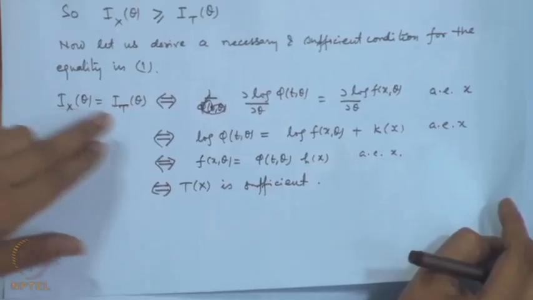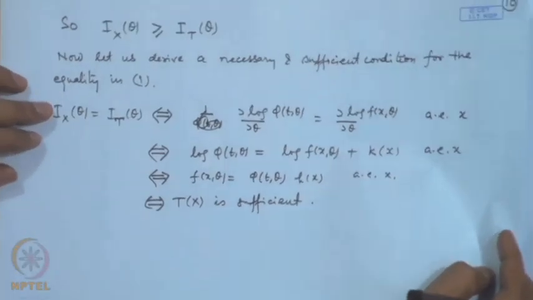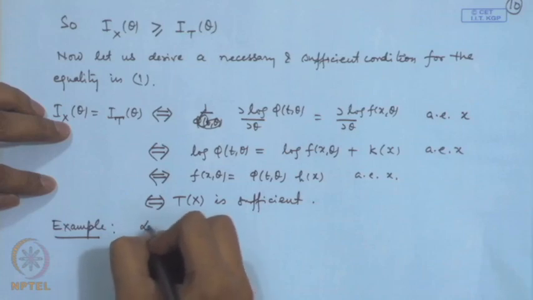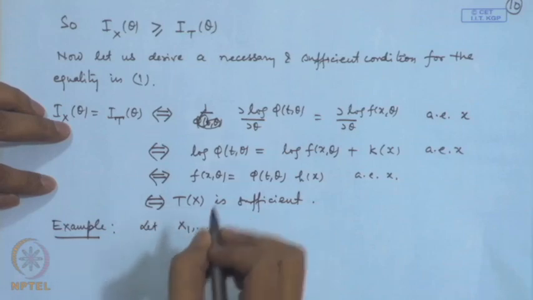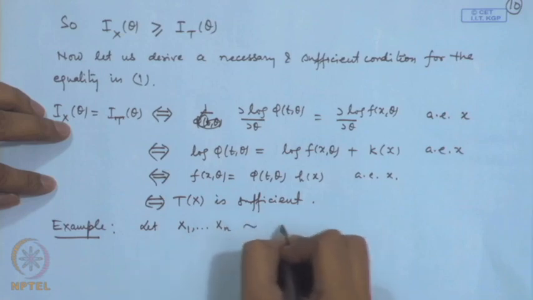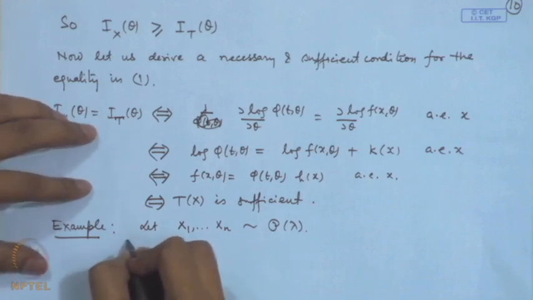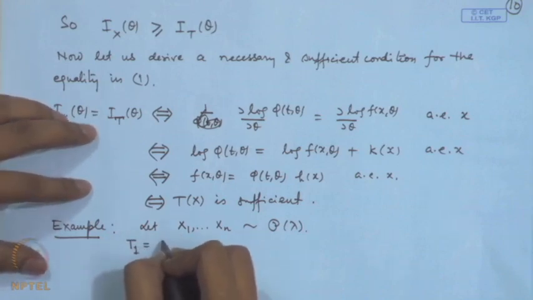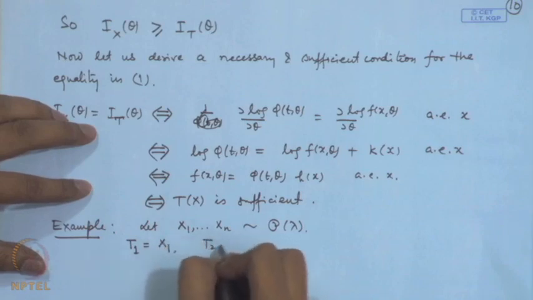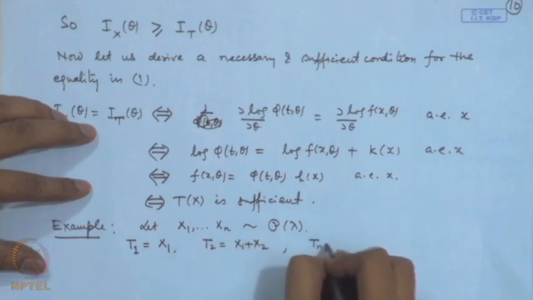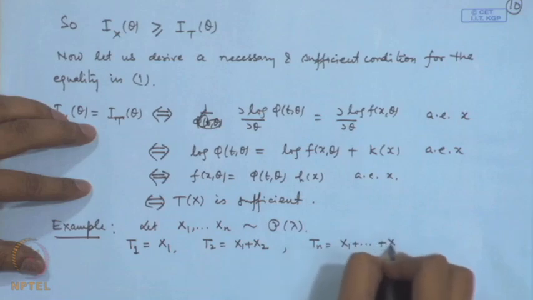Let me give an example of calculation of the information. We will show that this statement is true. Let us consider x1, x2, ..., xn following a Poisson lambda distribution. Let us take several statistics. Let T1 be equal to x1, T2 equal to x1 plus x2, and Tn equal to x1 plus x2 plus ... plus xn, that is sigma xi.